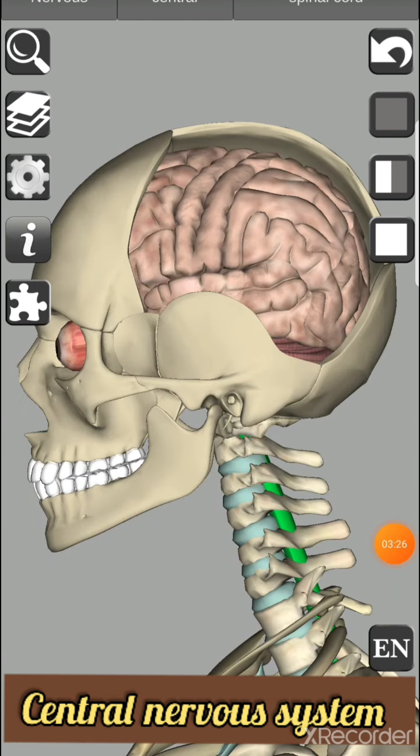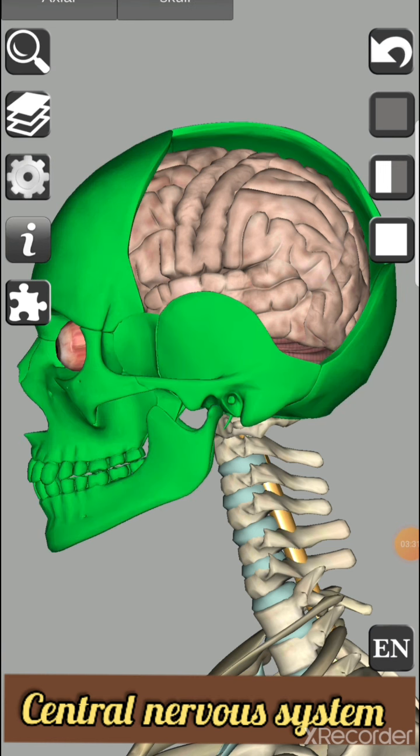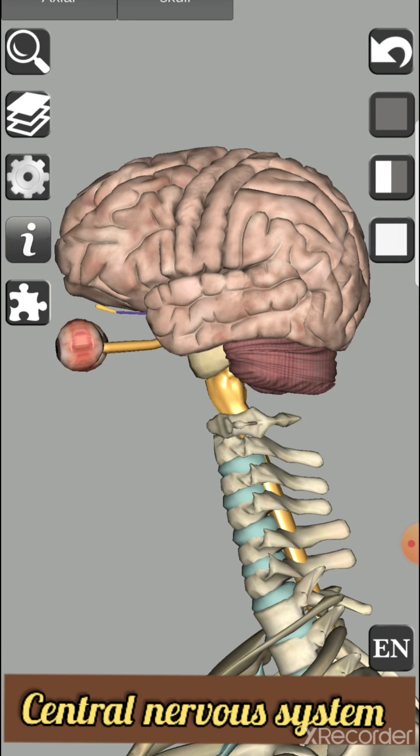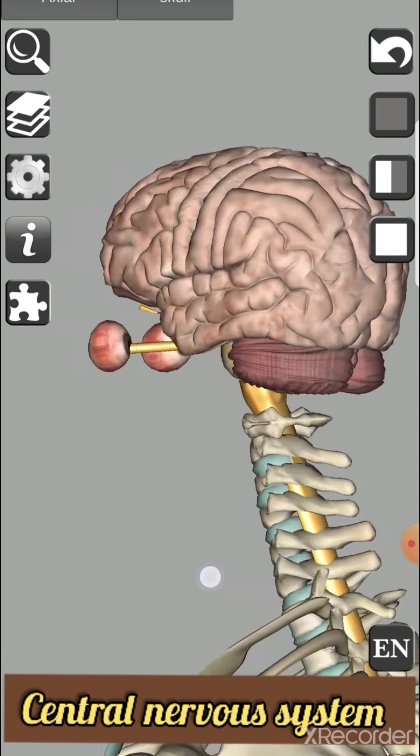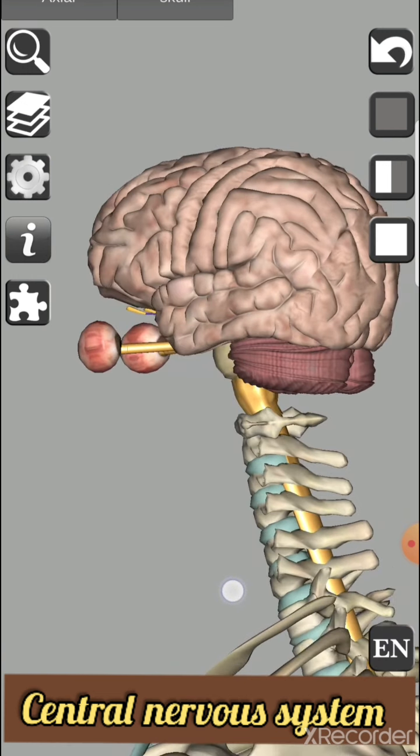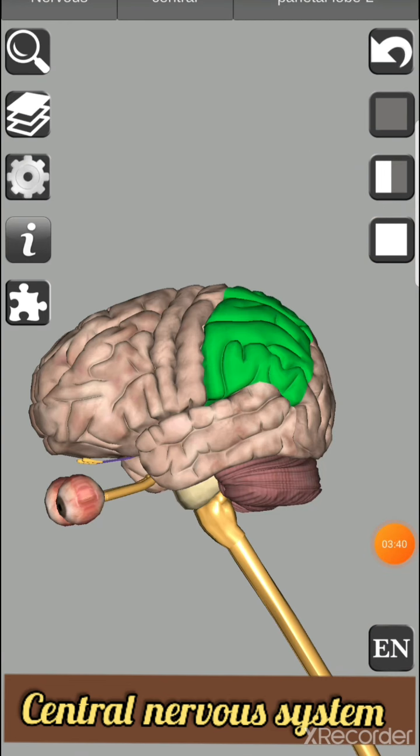Let us now see the different parts of our brain. As you know, the brain is situated inside our skull. So let us remove the skull. Here you can see this is our brain, and this is the structure of the brain. This is the largest part of the brain, known as the cerebrum.